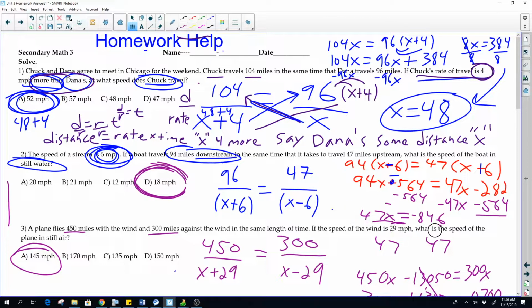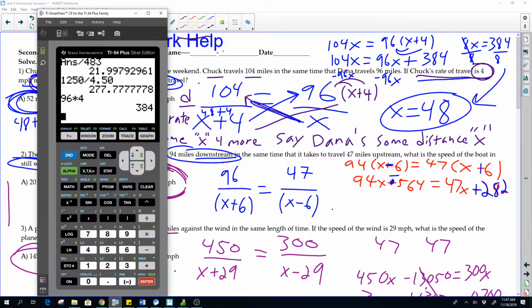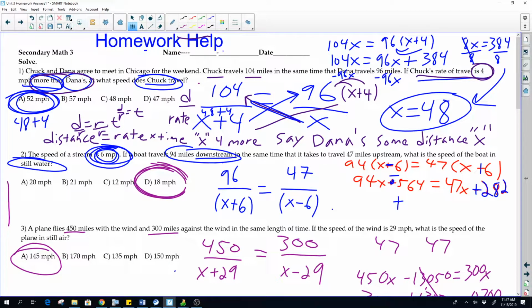Let's fix our work here for you from our class, second period. So this becomes a plus, and I believe that's 282. Let's double check: 47 times 6, yep, 282, good. Then this becomes a minus 564, good. Now we're going to add 564 to the other side, and then subtract 47x from this side.